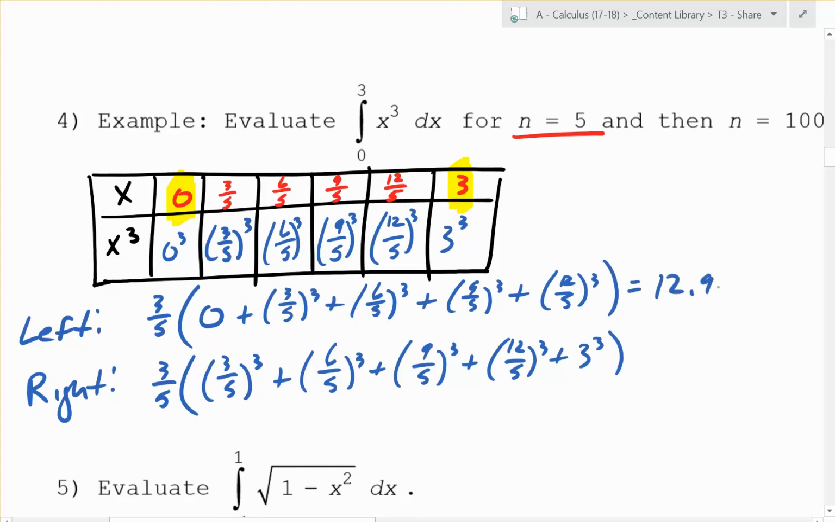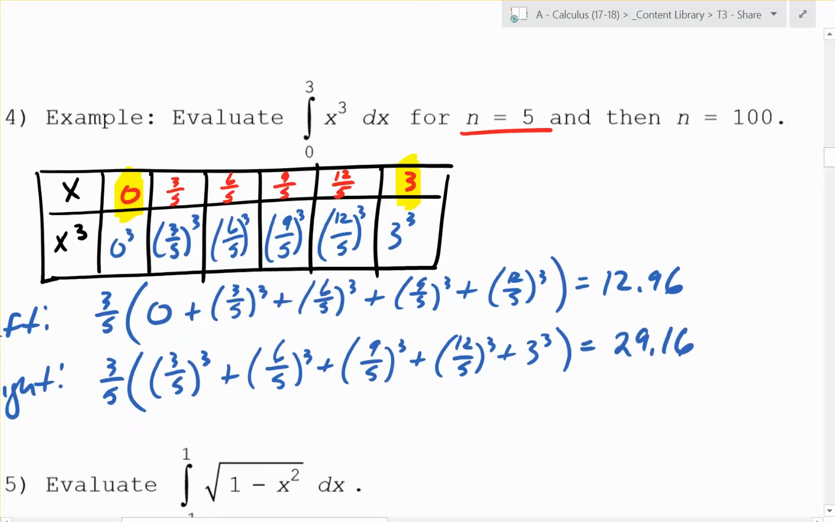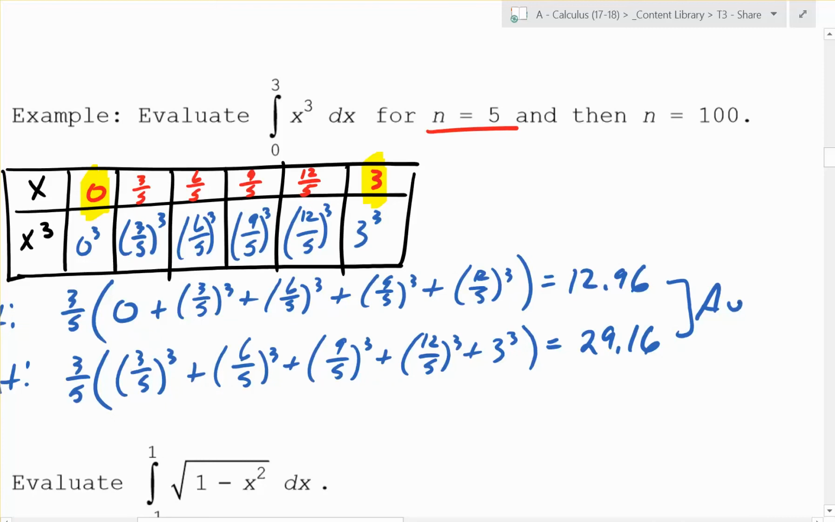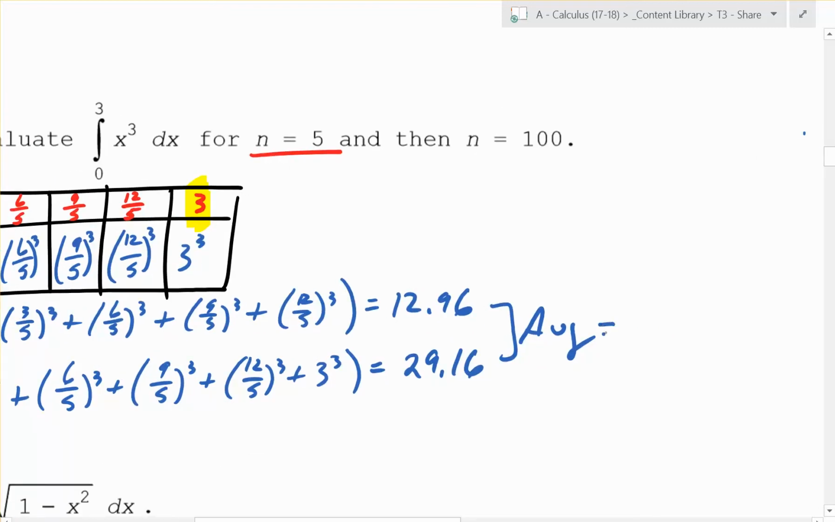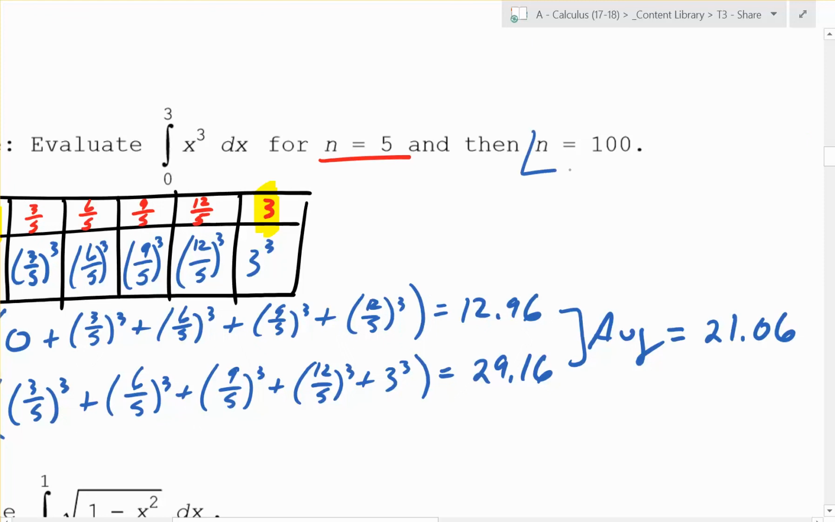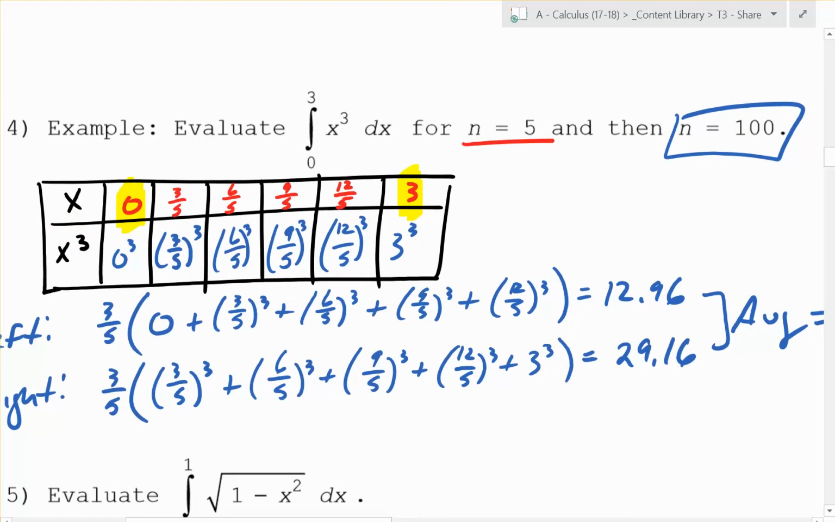You end up with 12.96 for your left-hand estimate, and you end up with 29.16, and then you could do the average, and the average in this case will come out to be 21.06. So I could ask you to do n equals 100. You do the exact same thing, but this would keep on going. Now, is that something you want to do by hand?